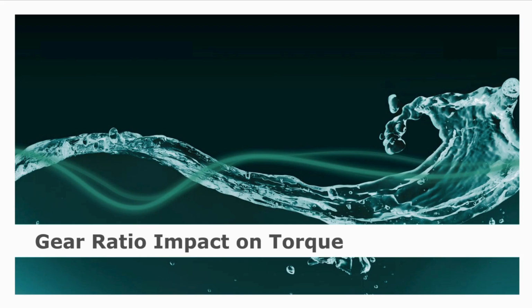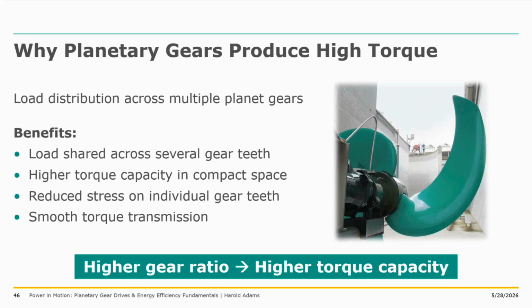So what is the gear ratio's impact on torque? And why do planetary gears produce high torque? One of the most compelling advantages of PSG's planetary gear system is the exceptional torque density. This refers to their ability to transmit very high amounts of torque relative to their physical size and weight. But how is this achieved?